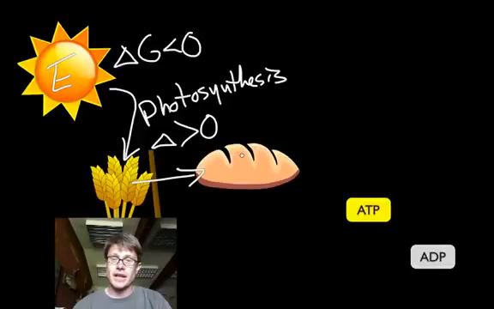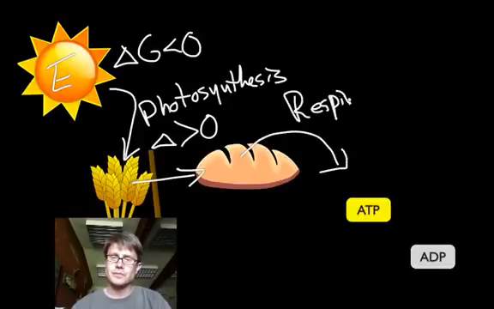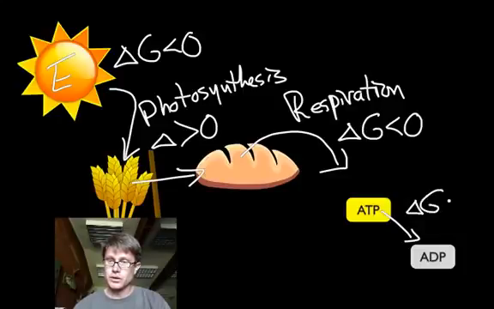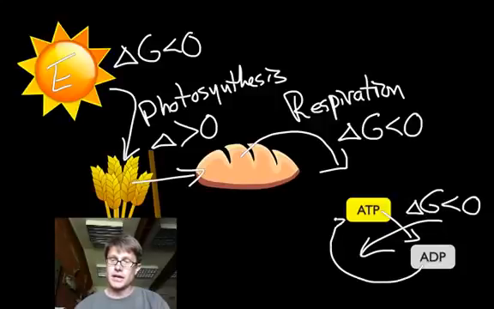Next, we make bread out of that, and then through cellular respiration, we are going to release energy. So the delta G value now is less than 0. We use that to store ATP. Now that ATP is used to break down into ADP, and so that's going to be a delta G value of less than 0, and that's going to release energy. But to convert that ADP back into ATP, it's going to be a delta G value greater than 0.